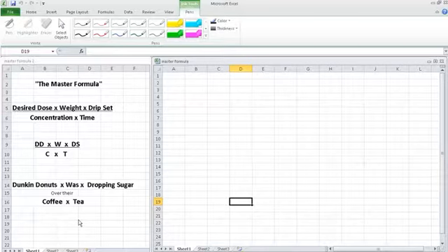So think of this formula as DD times W times DS divided by C times T, which you can memorize as Dunkin' Donuts was dropping sugar over their coffee and tea. So let's start with the first problem.